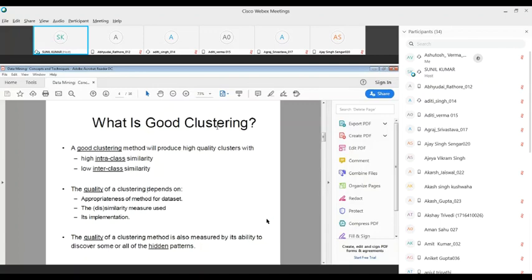So how will you judge it? See this. A good clustering method will produce high quality clusters. What does that mean? The clusters have high intra-class similarity. Within the class, the objects must be very close to each other. They must be very similar to each other.